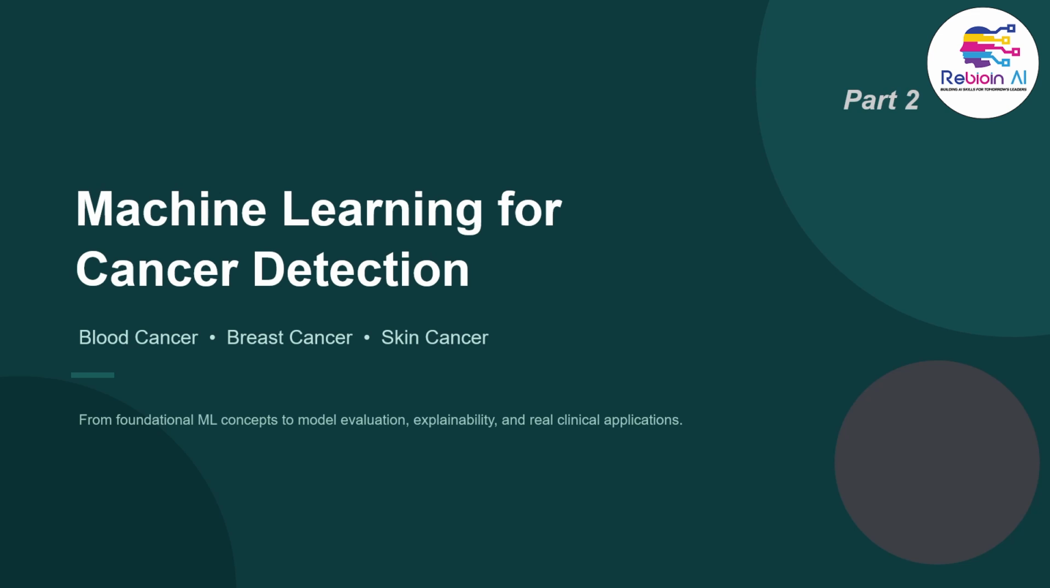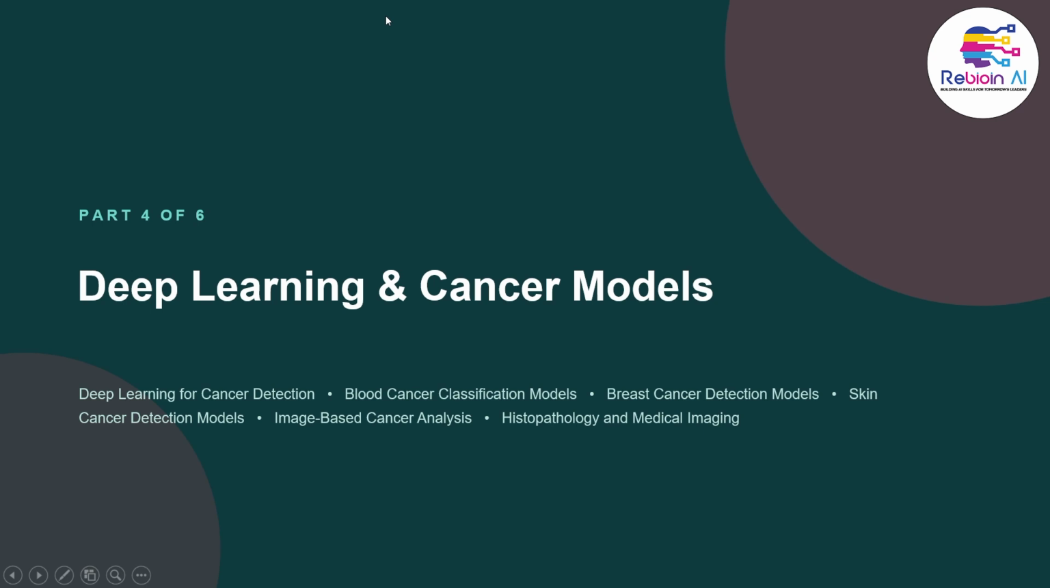Now we'll be starting with deep learning and cancer specific models. In this part, literally we'll go deeper. This is deep learning and cancer specific models, where we will see how convolutional neural networks, that is CNN, power modern image based cancer detection, and how blood, breast, and skin cancer each get their own specialized modeling approach.